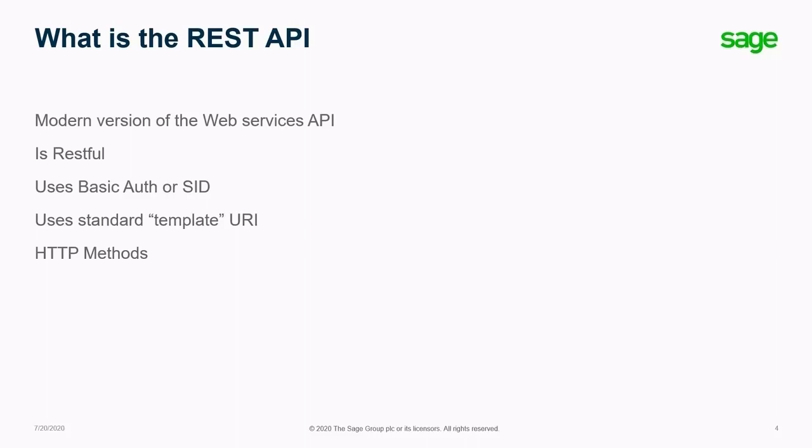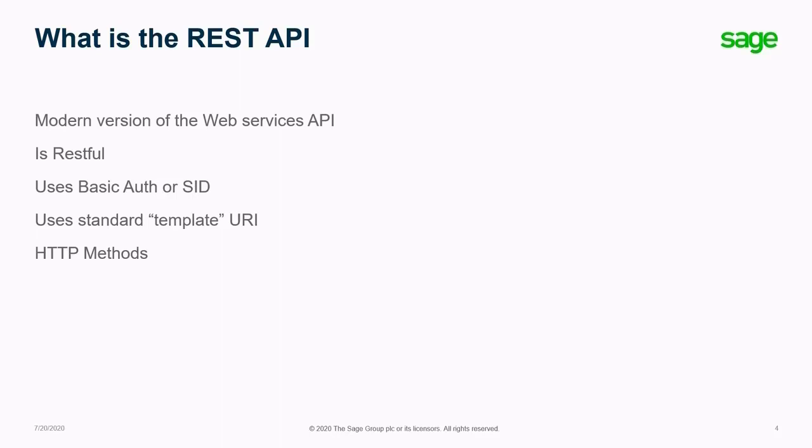The other thing that we can take note of is that the REST API uses basic authentication or a session ID to connect to your service. When it comes to basic authentication, you can think of that as your username and password encoded to base64, and we send that as an authorization header to the CRM server to then allow us access into CRM and do any of the operations that we want to do.